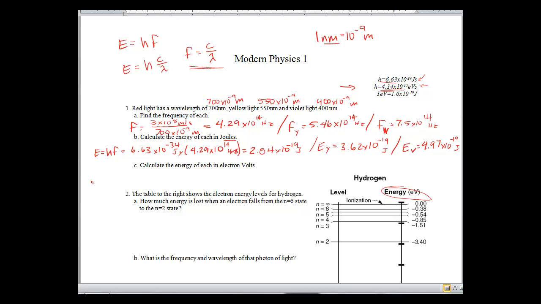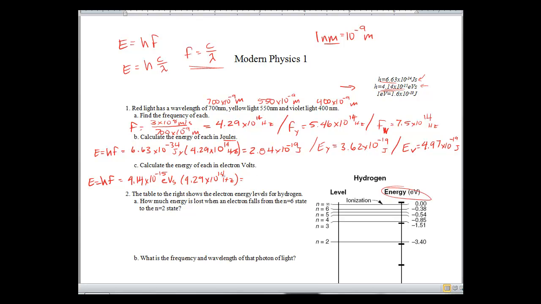So the energy of each in electron volts, it's the same thing, but we're going to use a different H. We're going to use the H for electron volts. So 4.14 times 10 to the negative 15 electron volts seconds. An electron volt is just another way to measure energy. It's much smaller. An electron volt is helpful, because we're talking really about electrons moving, we need to have an energy that's scaled down. That's what an electron volt does. So, Planck's constant in electron volts times the frequency of 4.29 times 10 to the 14th hertz.